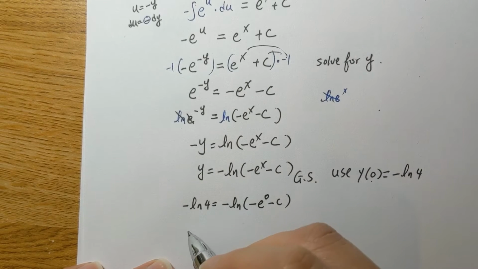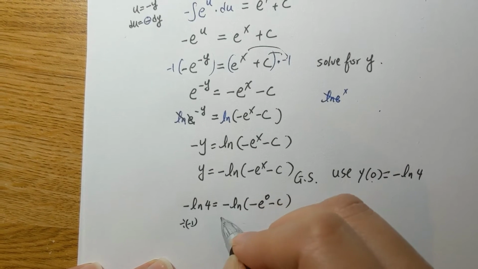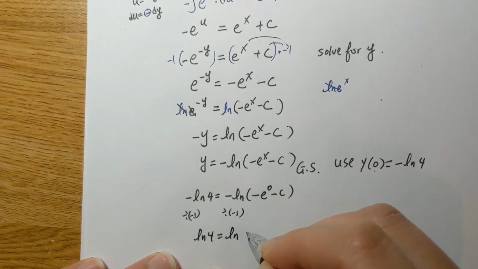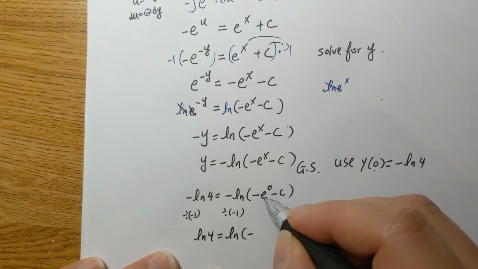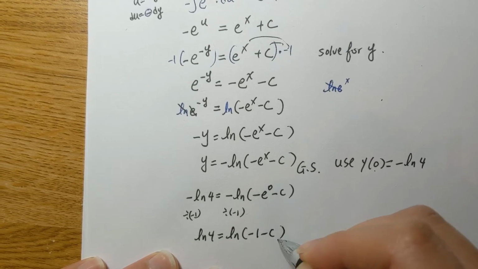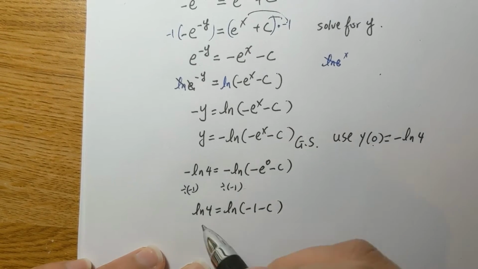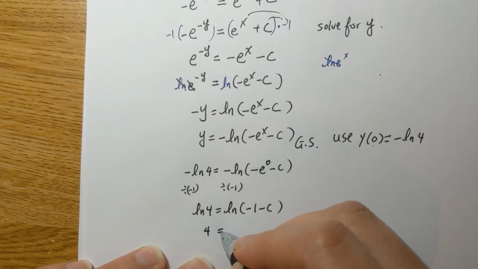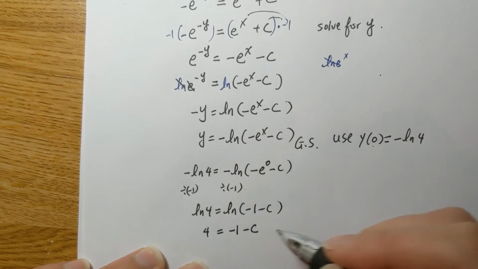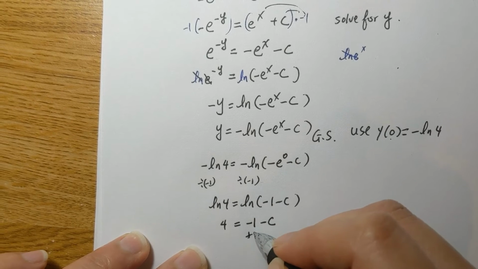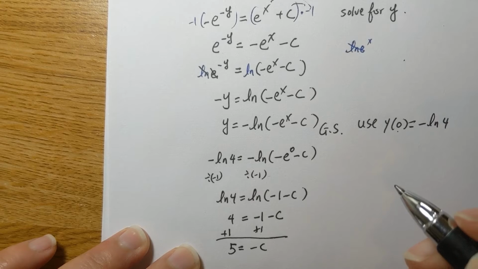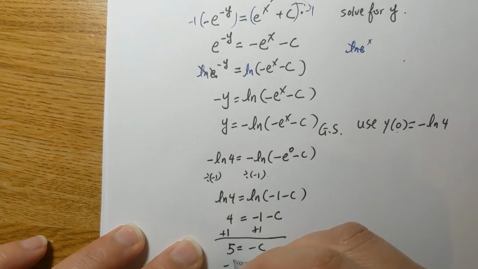They are both negative, so divide by negative 1 on both sides. So we get ln 4 equal to ln, and this I simplified a little bit, e to the 0. Then the 4 and minus 1 minus c match. So we say 4 equal to negative 1 minus c. And then we add 1 to both sides. So you get 5 equal to negative c. C equal to negative 5.